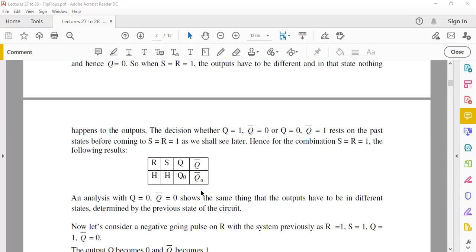Okay, so this part of the truth table summarizes very well what we just said: when R is high and S is high, the circuit is going to maintain the previous state and would have different states. So it's not possible for Q and Q bar to have the same state. They need to be different.